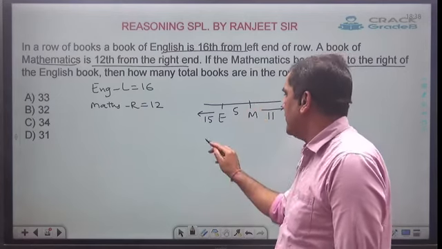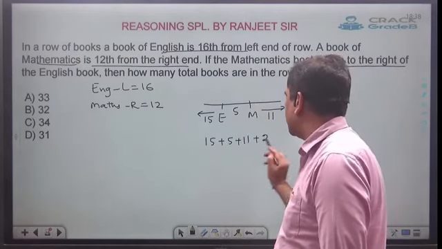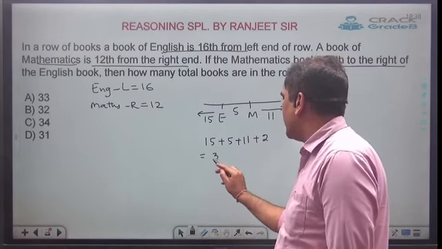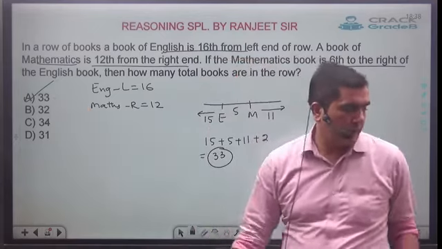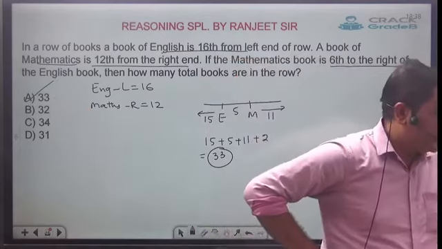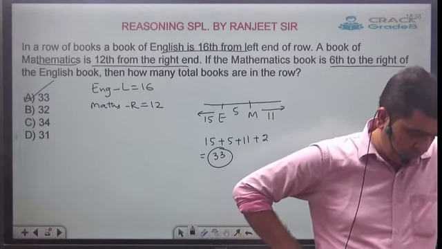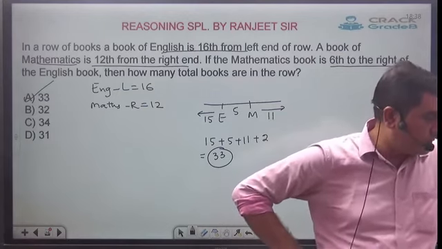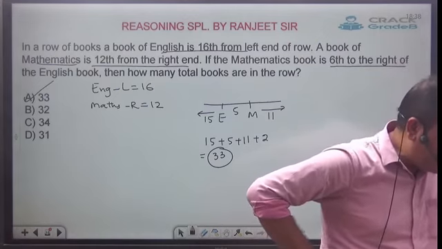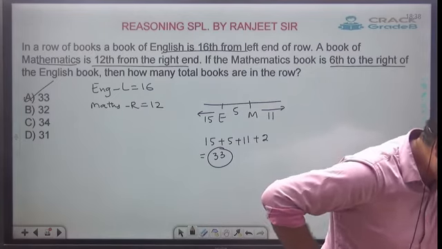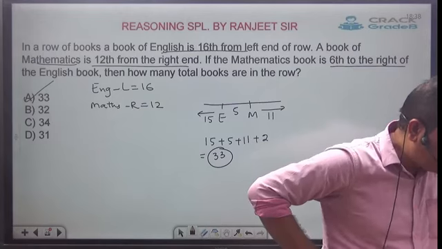They have asked for the total, so 15 plus 5 plus 11 plus 2 is the answer. 20, 31 and 2 is 33. So my answer should be 33. Clear? Anyone, any problem? Okay.